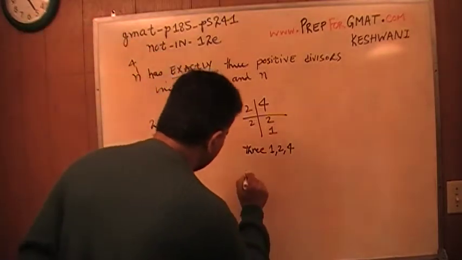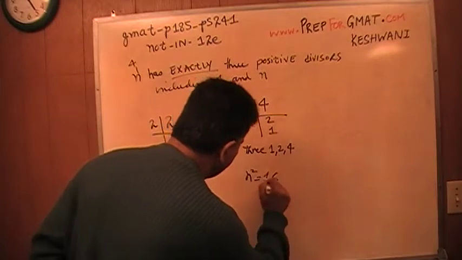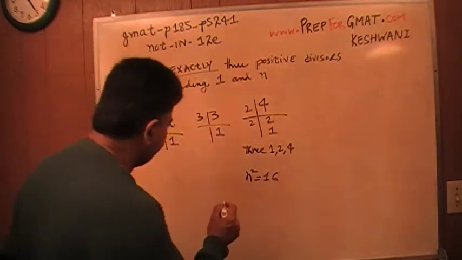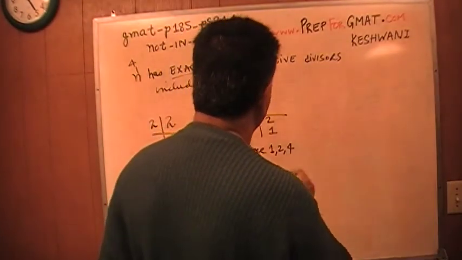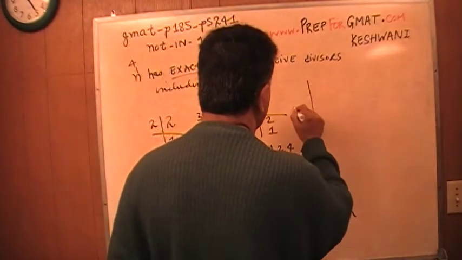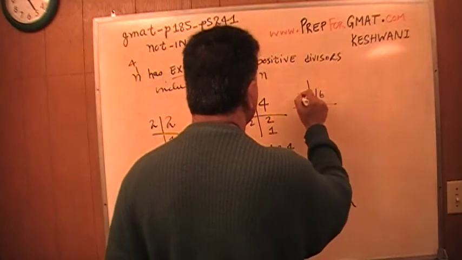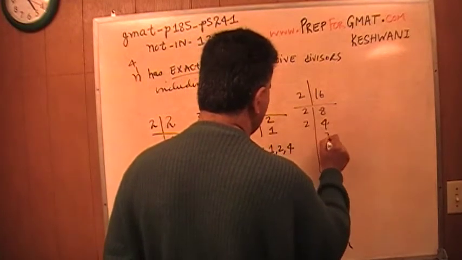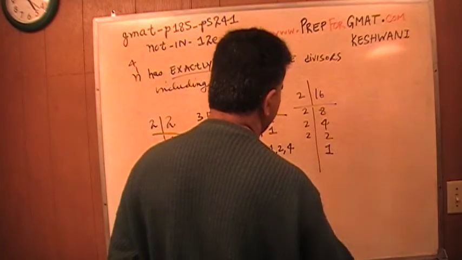So let's do it then. n squared would be 16. And now all we have to do is figure out the divisors of 16. Divisors of 16. Let's do it here. 8, 4, 2. There you go.